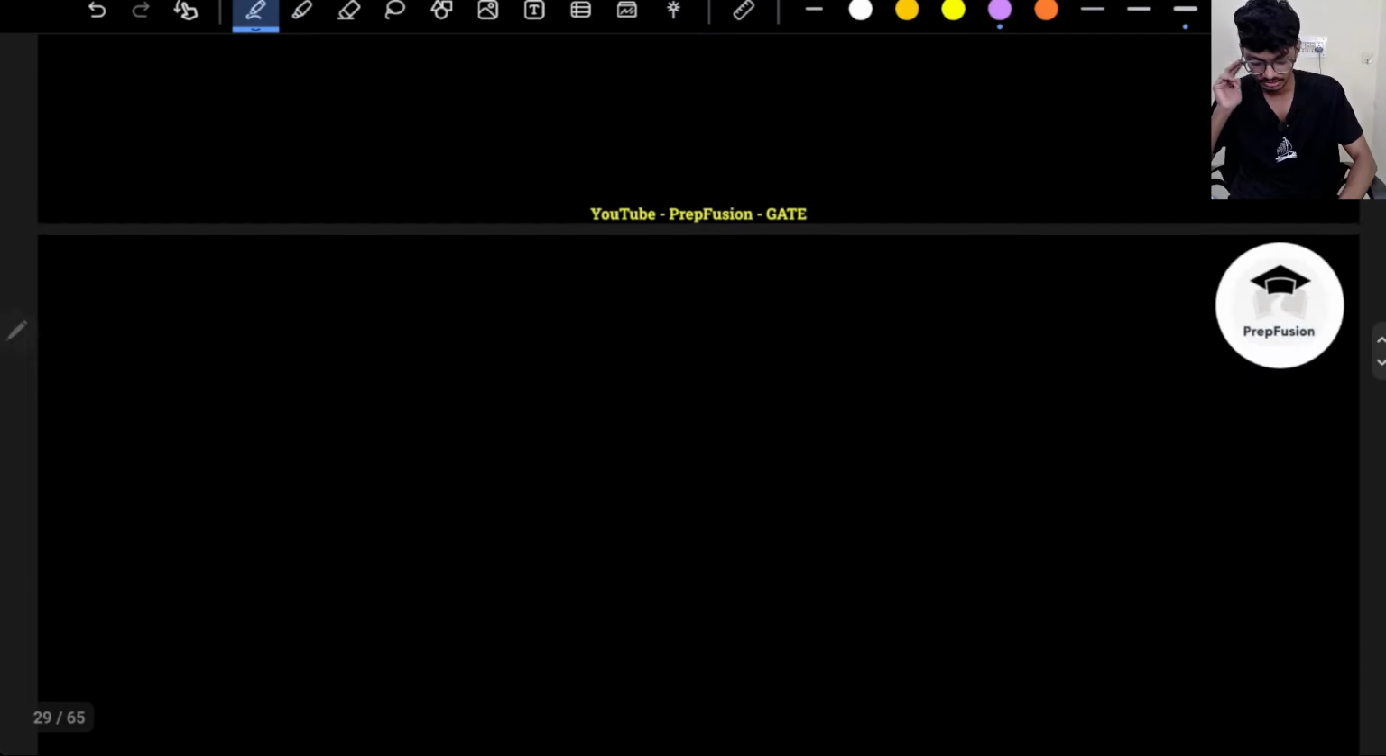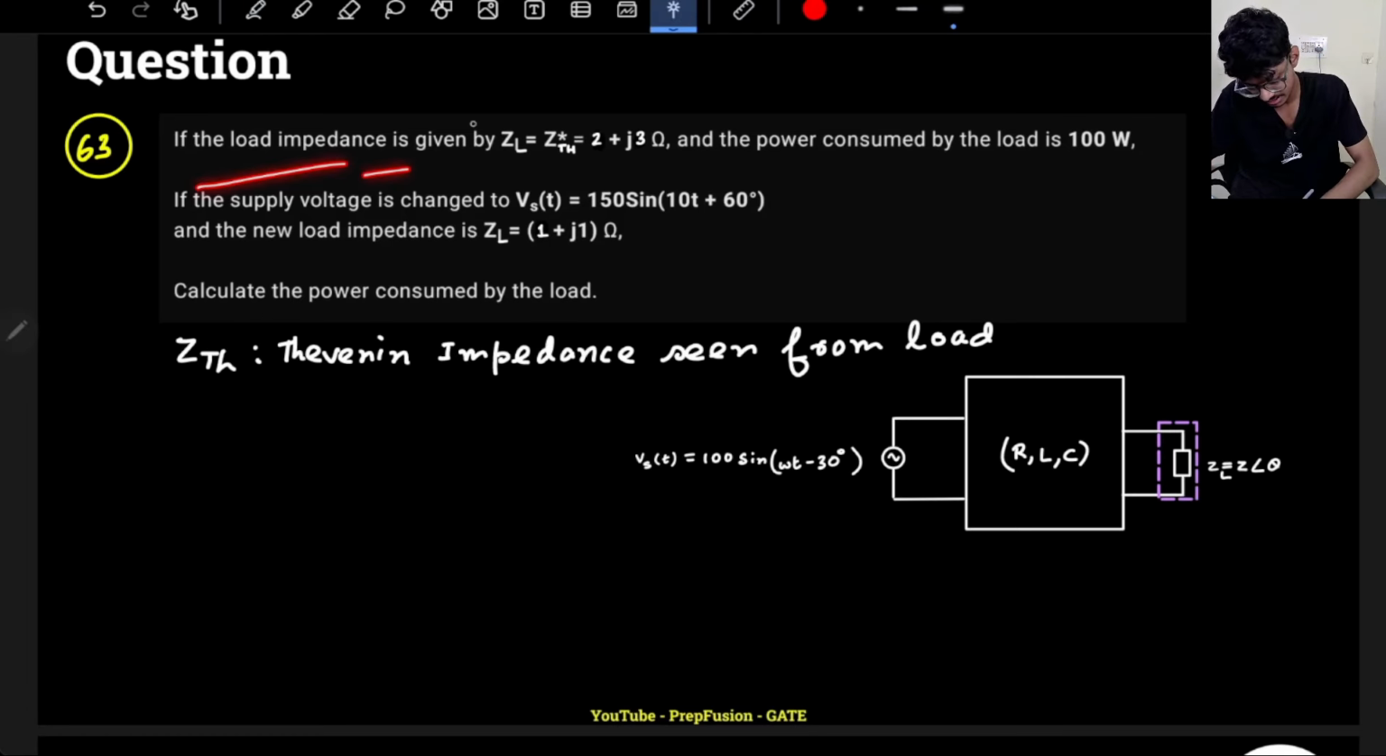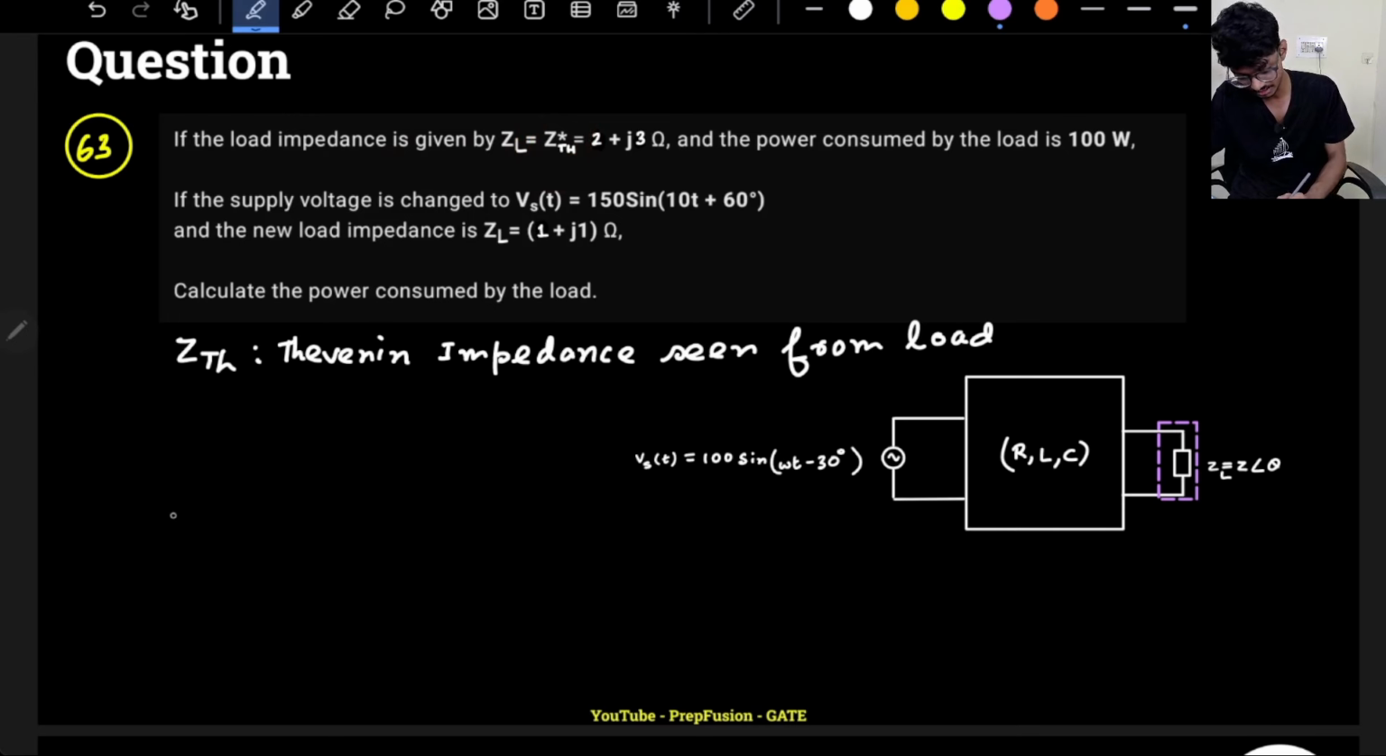Okay, now let's come to another question. This is a very interesting question. Let's solve it. Here we have been asked: if the load impedance is given by ZL equals Z star, okay, what is Z star? ZTH star. What is star? Star basically means the conjugate. I hope you remember, right? Star basically means the conjugate. So the load impedance is the conjugate of the Thevenin's impedance.